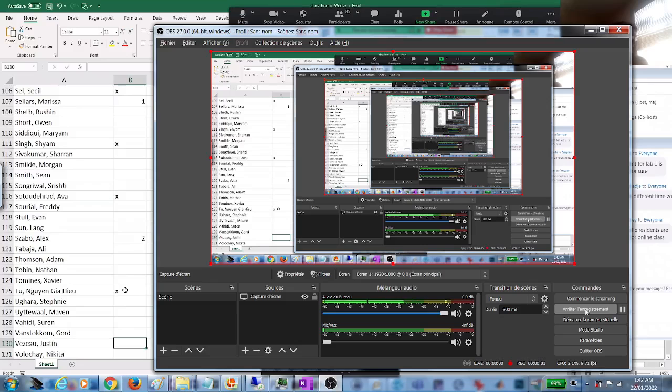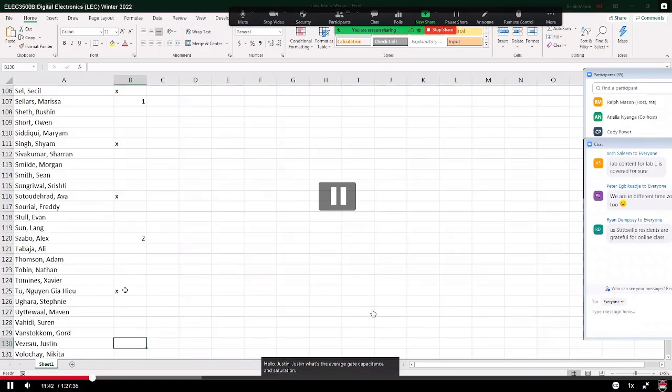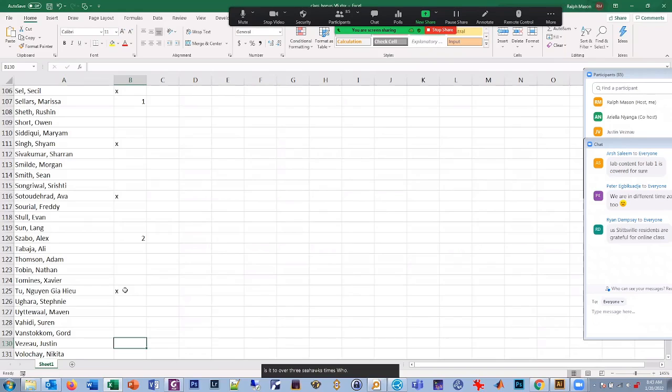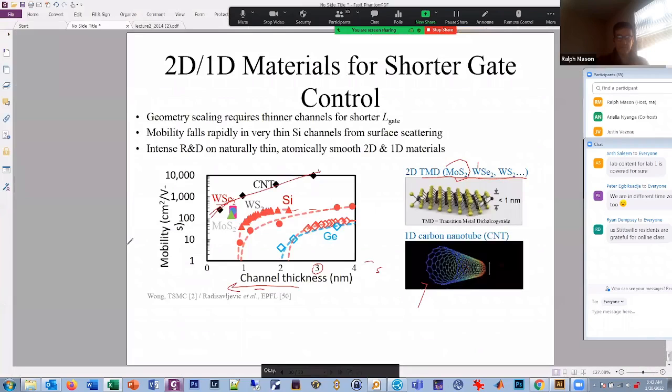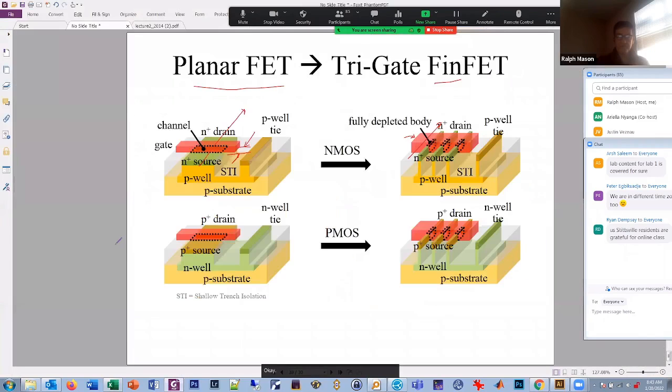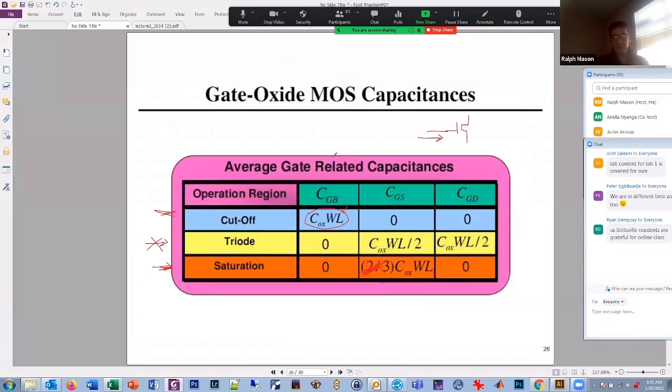Gate capacitance and saturation? Is it 2/3 C-ox times WL? Yeah, it's 2/3 C-ox W over L. That came from, let's just go back here. Where are we? Yeah, that's this part right here, right?